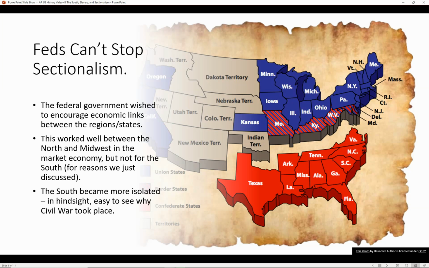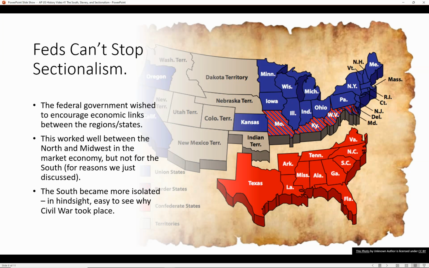So this worked really well between the North and the Midwest in the market economy. Somebody in New York City might want to ship things inland to Illinois. People in Iowa might want to ship corn back to New York, things like that. But not for the South, for the reasons we just discussed. Slavery, a lot of just cultural differences, economic differences. So the South was really its own thing. The South became more isolated, and in hindsight, it's easy to see that's the reason the Civil War took place, as the South became less and less related to the rest of the country and kind of alienated from it.